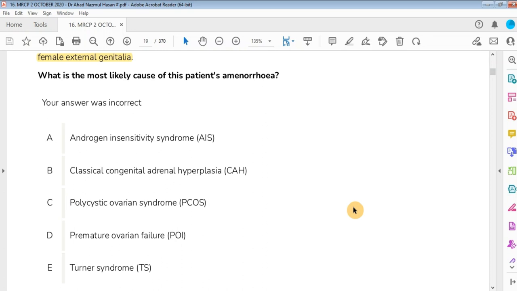What is the most likely cause of this patient's amenorrhea? Androgen insensitivity syndrome, classical congenital adrenal hyperplasia, polycystic ovarian syndrome, premature ovarian failure, Turner syndrome.